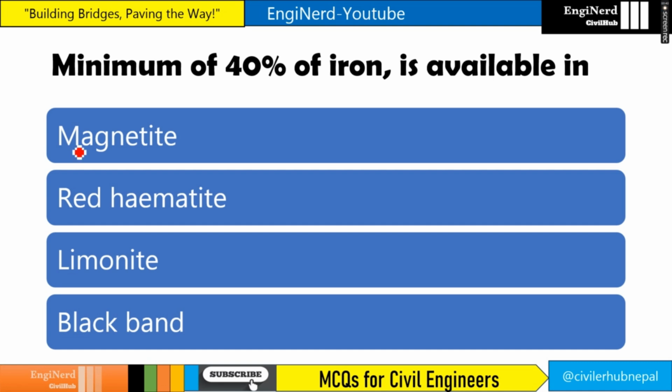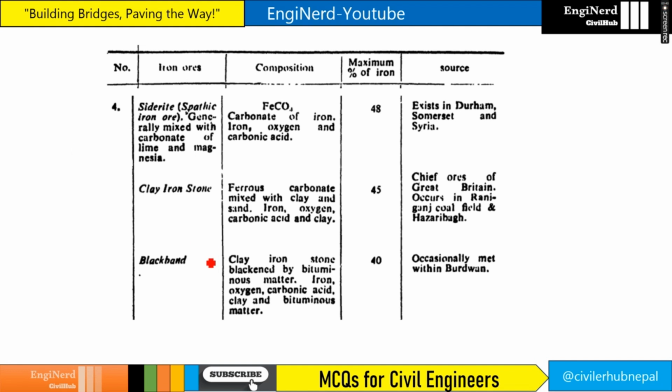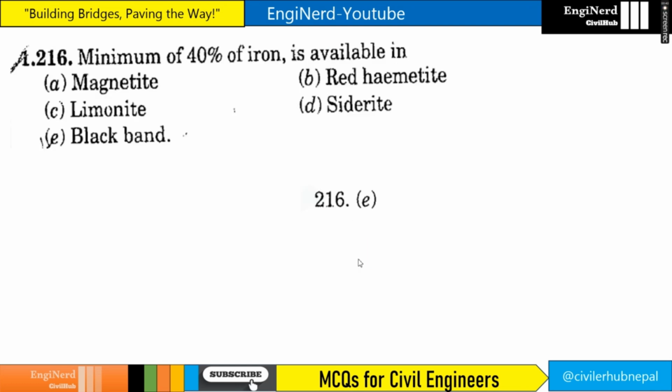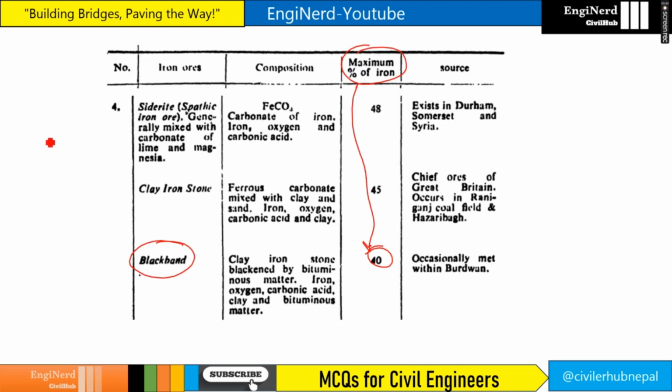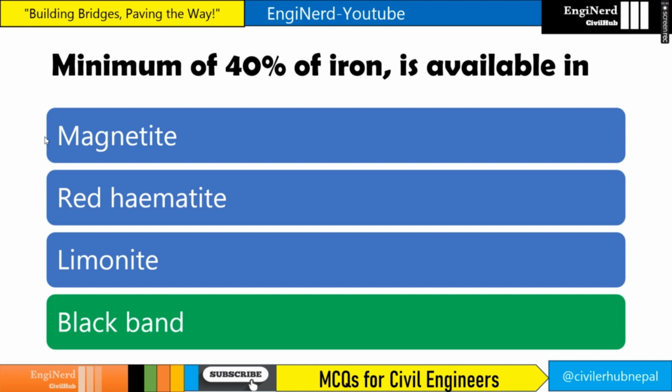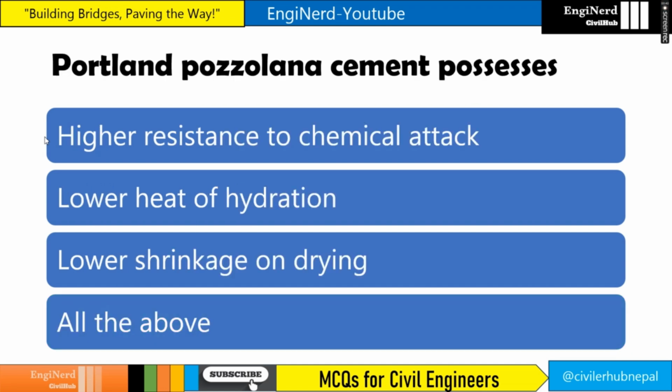Minimum of 40% of iron is available in, so the answer is given as black band. So we see here in the black band, the maximum percentage of iron is given as 40% in this case, but in the Agor's book, it is given as minimum of 40% of iron is available in black band. But if you consider books, it is given as 40% is maximum percentage of iron in black band. So we generally take black band in this case.